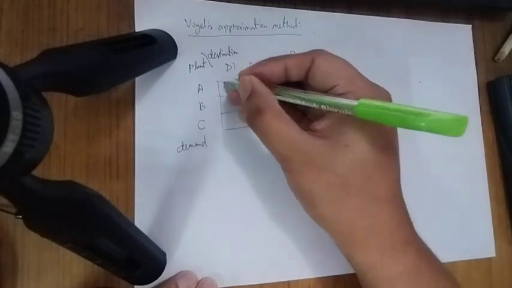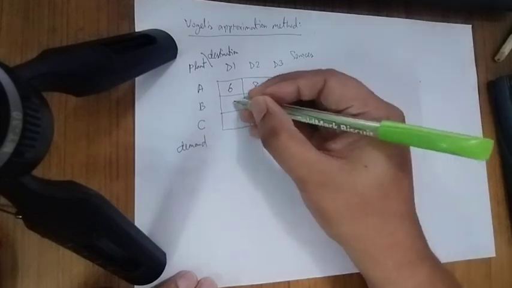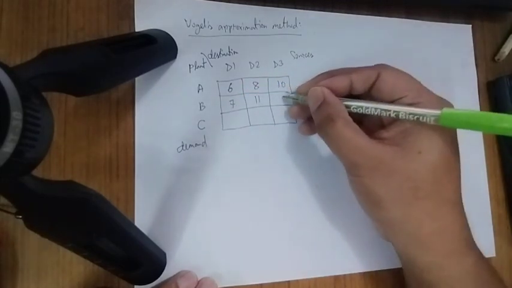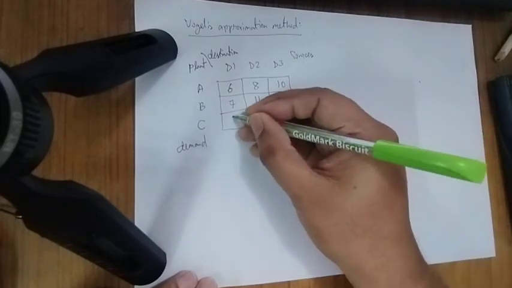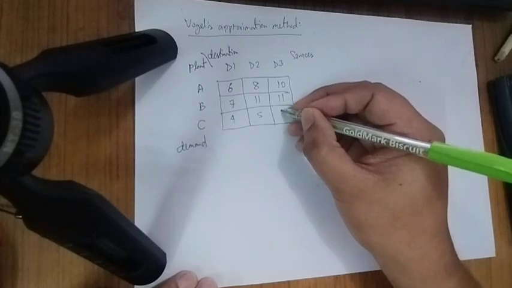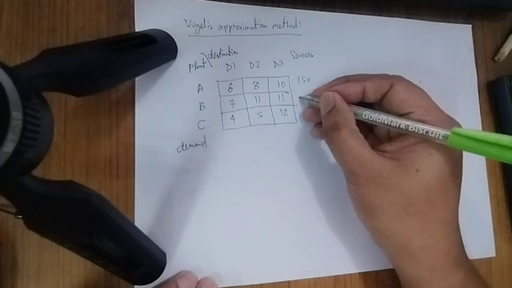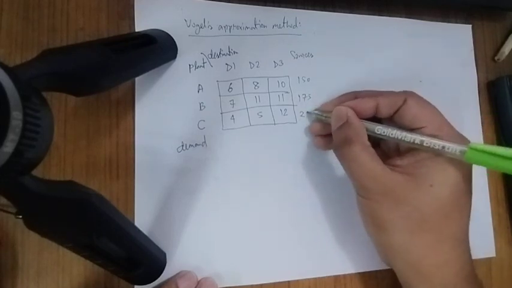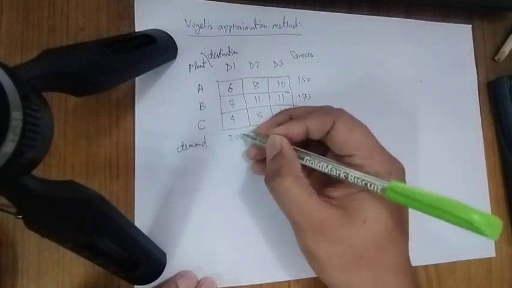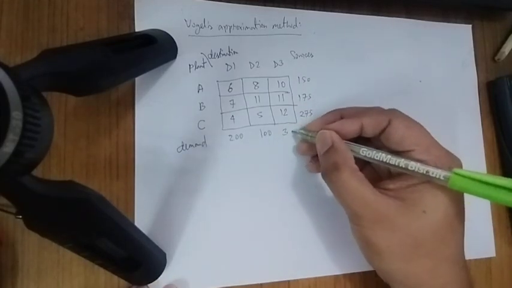From A to D1, the unit cost is 6, A to D2 unit cost is 8, A to D3 unit cost is 10, B to D1 unit cost is 7, B to D2 unit cost is 11, B to D3 unit cost is 11, C to D1 is 4, C to D2 is 5 and C to D3 the unit cost is 12. Our sources are 150, 175 and 275, and the demand values are 200, 100 and 300.